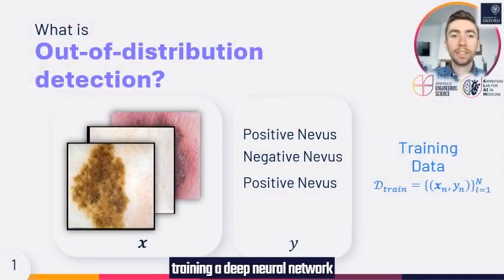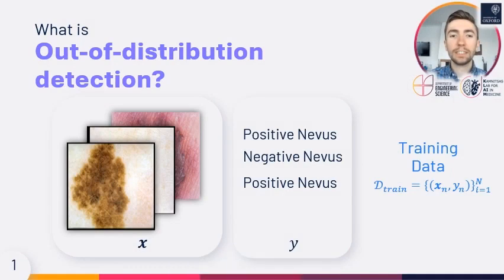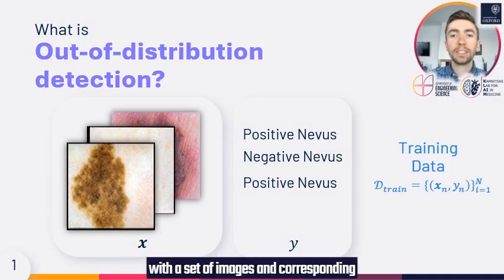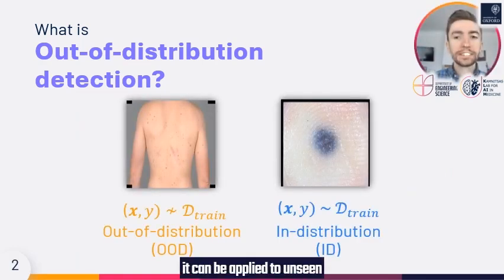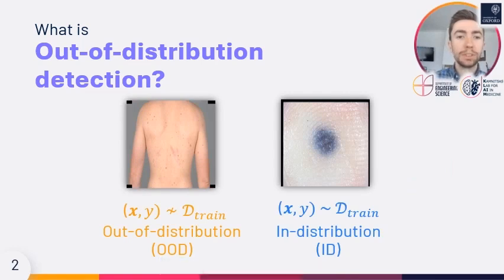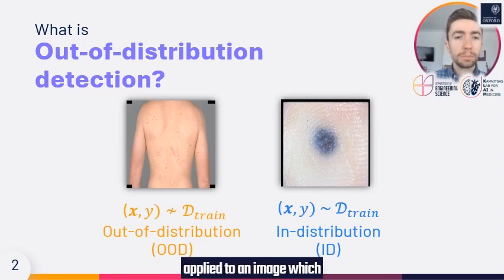Consider the setting: I'm training a deep neural network for medical image classification, such as diagnosing skin lesion images, with a set of images and corresponding labels which makes up my training data. Once a model is trained, it can be applied to unseen images from the same distribution as the training data, which we call in distribution. But what happens when it's applied to an image which is significantly different from the training data, which we call out of distribution, or OOD? Well, what we see is diagnoses on OOD data are both unpredictable and unreliable.